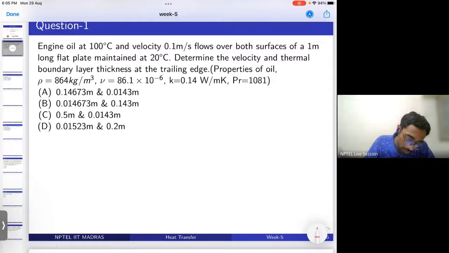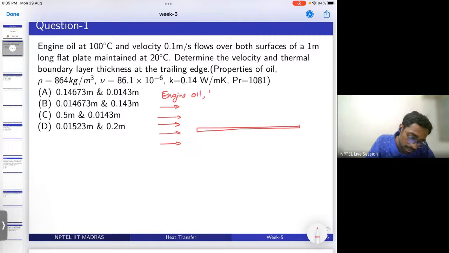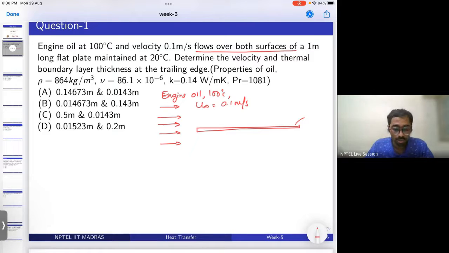So we have a flat plate, and the engine oil at 100 degrees Celsius and U infinity, that is velocity 0.1 meter per second, is flowing over. It's not on just one surface. It is clearly mentioned that it is flowing over both the surfaces, that is the top surface and the bottom surface. So on both surfaces, both the velocity and thermal boundary layers will be formed.